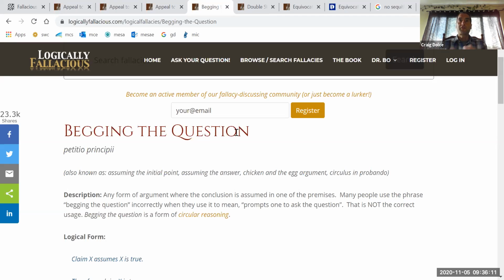So a parent says, go to your room, and the kid says, why? And the parent says, because I said so. What are they essentially saying? Go to your room because I said so. Go to your room because I said to go to your room. It's circular reasoning. What's the reason why you're sending the person to the room? Well, either you don't have one or you don't want to say it.